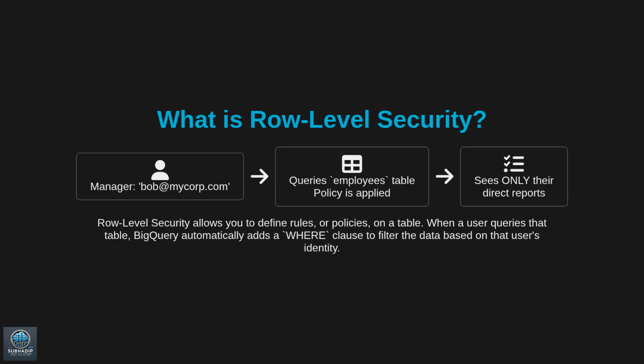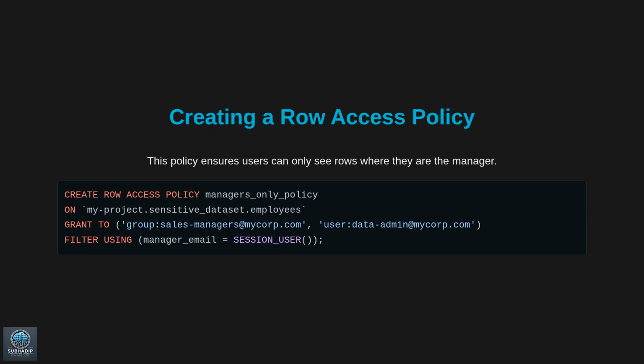Now let's switch gears to row-level security. What if we want to show rows only if they are relevant to the user? For example, a manager should only see the records of their direct reports. Row-level security makes this possible by dynamically filtering rows at query time. We create this filter using the Create Row Access Policy statement.